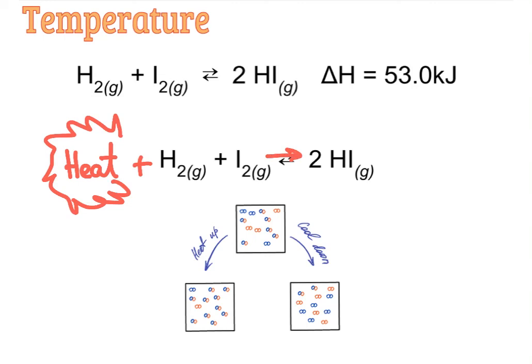If I cool down the system, it will be the equivalent of stealing heat, making it smaller. The exothermic reaction of hydrogen iodide decomposition will run faster to compensate for it, shifting equilibrium to the left, thus increasing the concentration of reactants.